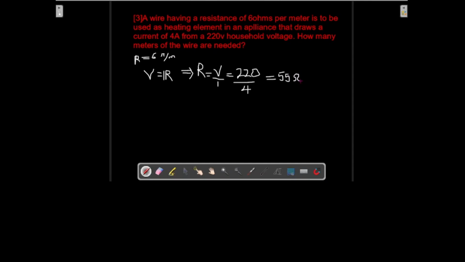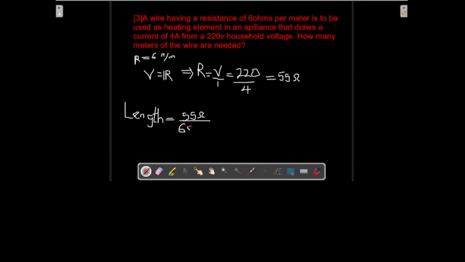Now, think about this. If one meter of the wire has a resistance of 6 ohms, and we are looking for a total resistance of 55 ohms, that means if 1 meter is 6 ohms, then 2 meters has to be 12 ohms. 3 meters has to be 18 ohms. So we keep multiplying, right, until we get to this 55 ohms. But how do we get the length now instead of just multiplying until we get to that number? We can say the length of wire needed is equal to the resistance, which is 55 ohms, our measured resistance, over the resistance per meter, which is 6 ohms per meter.